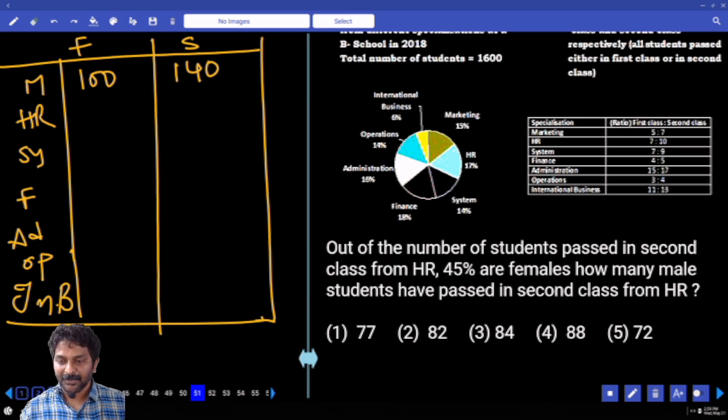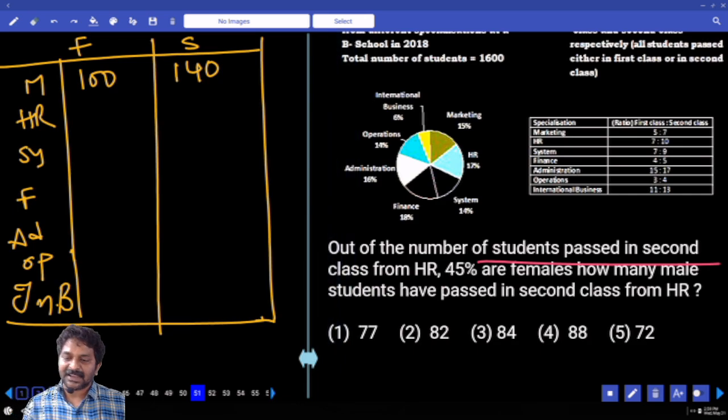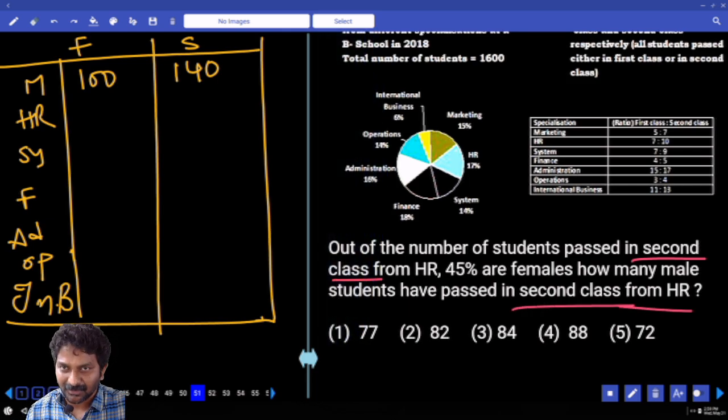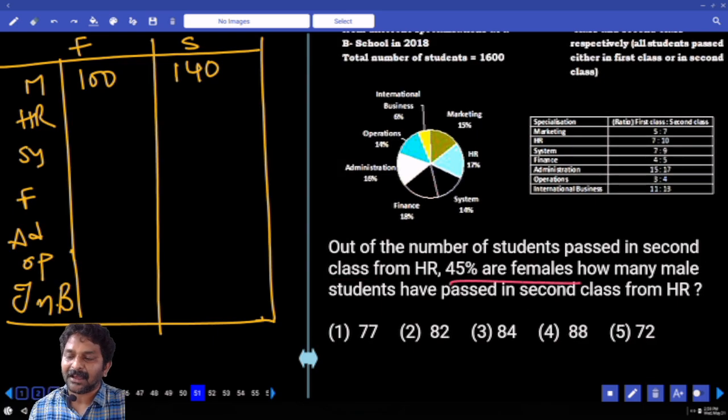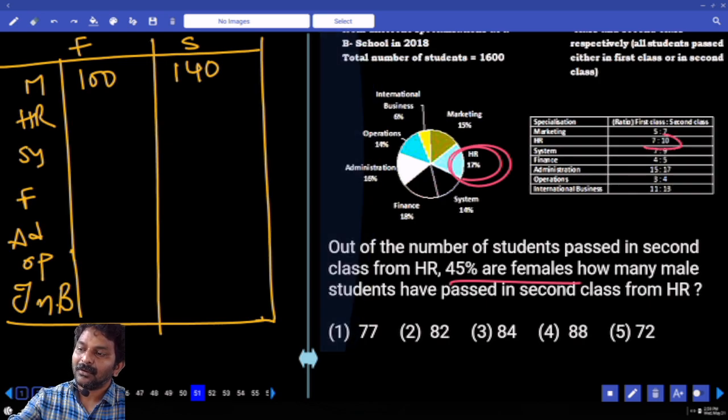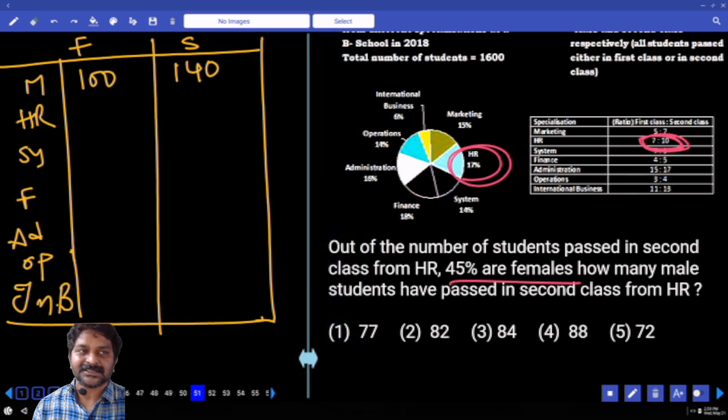Okay, now, right. Out of the number of students passed in second class from HR, 45% are female. How many male students have passed in the second class from the HR group? It is from the HR group only, and they are talking about second class only. Come on. 45% are female candidates, then the remaining 55% are male candidates only. Male in HR who are in second class, correct?